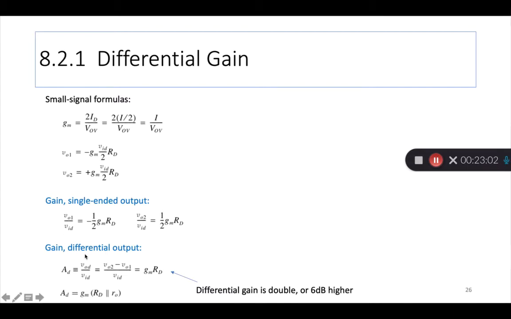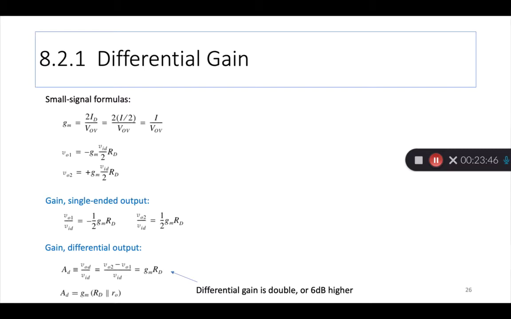The other definition of gain is differential output, right? Differential is when you're taking the output between O1 and O2, or terminal 1 and terminal 2, or drain 1 and drain 2. Then the output VOD is defined as VO2 minus VO1, divided by the input. That's the gain, and you get GMRD. If you compare this GMRD to either of these single-ended outputs, you get double the value because the term half goes away.